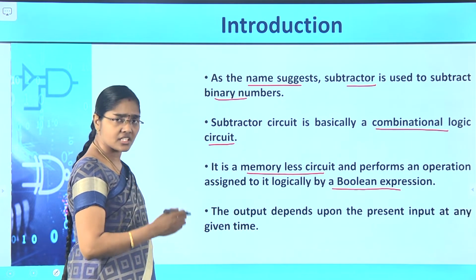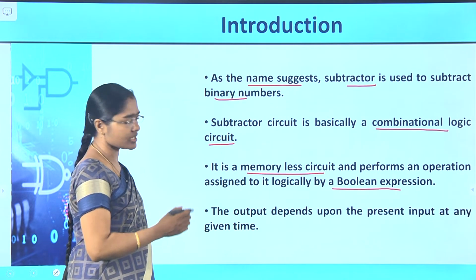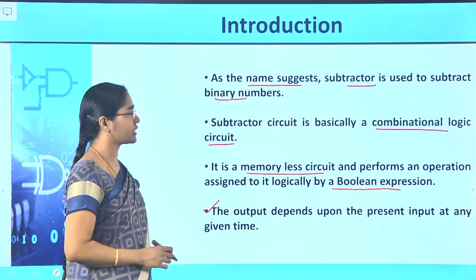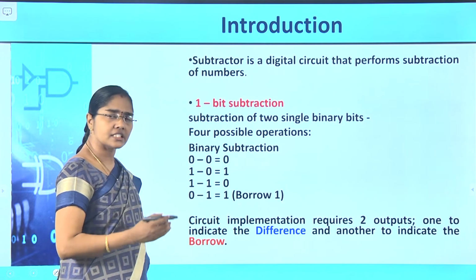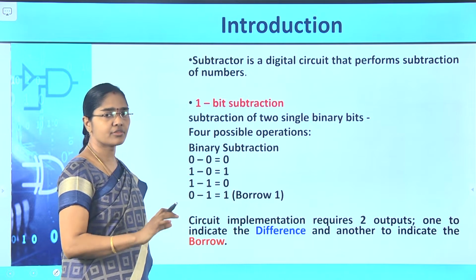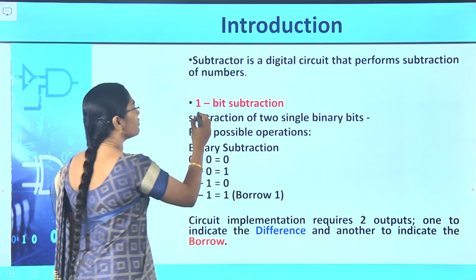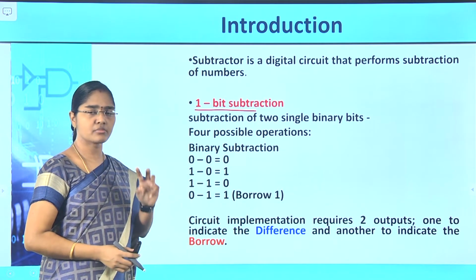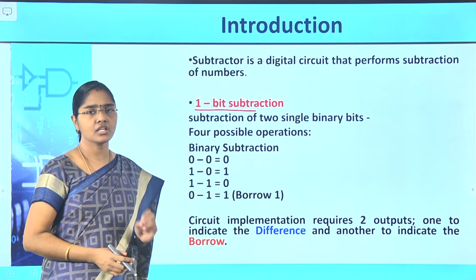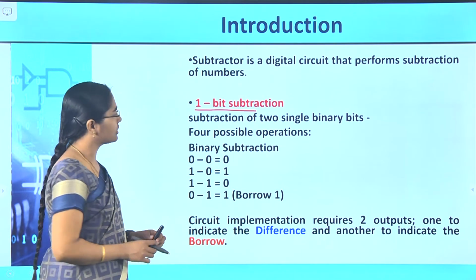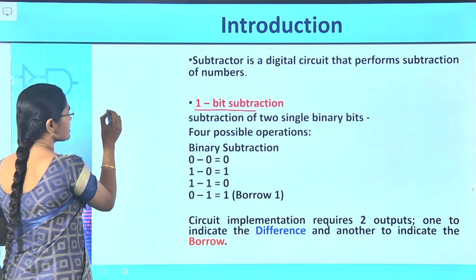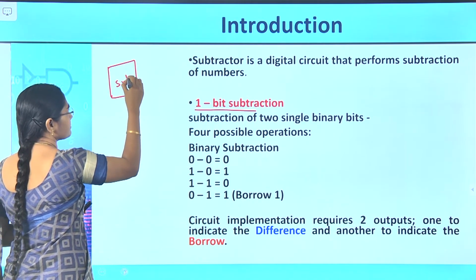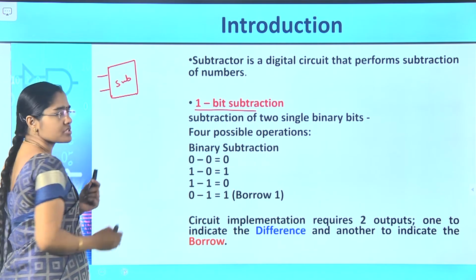And since this is a combinational logic circuit, it depends only on the present input at any given point of time. And this subtractor subtracts different numbers. The first one is 1-bit subtraction. That means two numbers, one is a minuend and another one is a subtrahend, both will be 1 bit. That is, if you want to perform a subtraction operation, definitely two inputs are required.